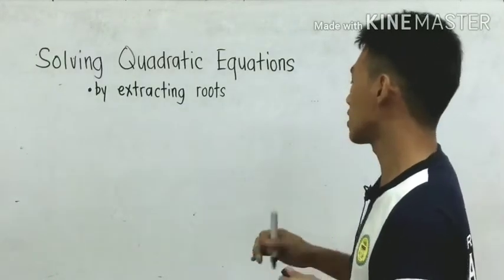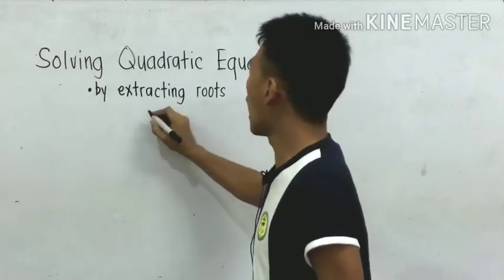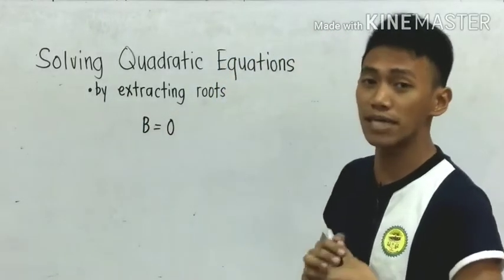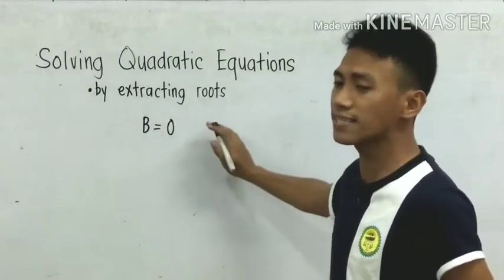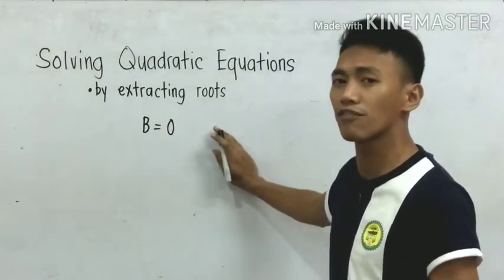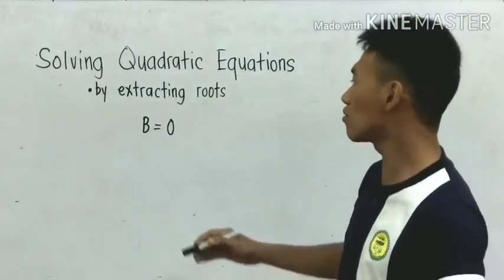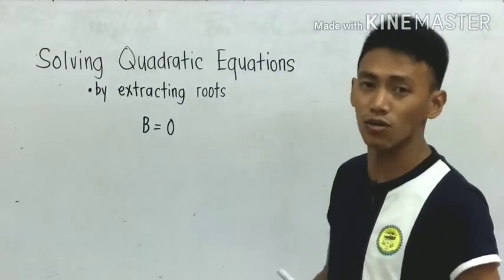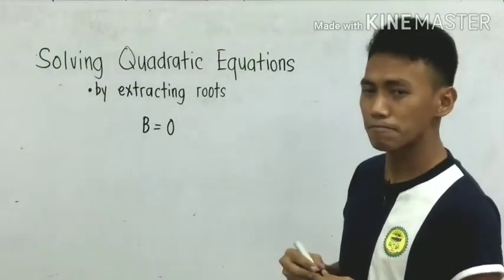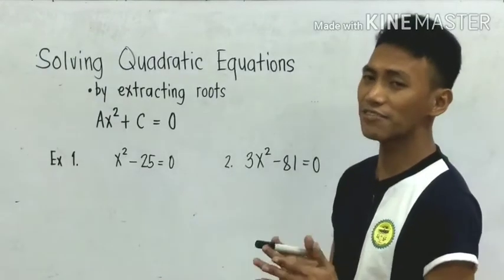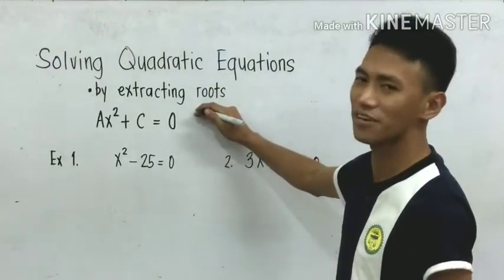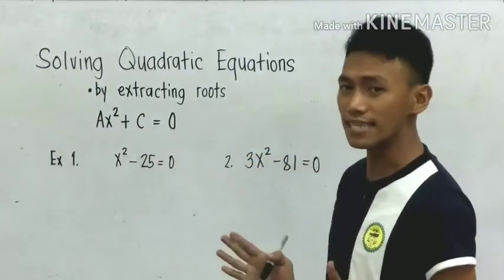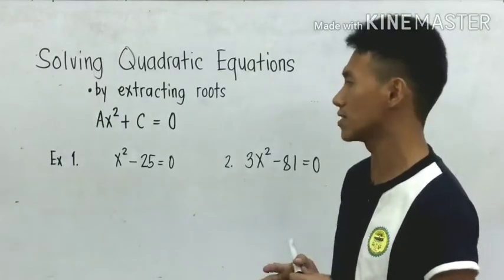So, kaning nga method is gamiton nato kung ang b is equal to 0. Unsa gani ang b sa tong previous nga video? B is the numerical coefficient of your linear term. So, kung ma-0 gani ang linear term, therefore, gamiton dayon nato ang extracting roots. So the general equation for your extracting roots method is ax squared plus c is equal to 0 since the linear term is equal to 0.